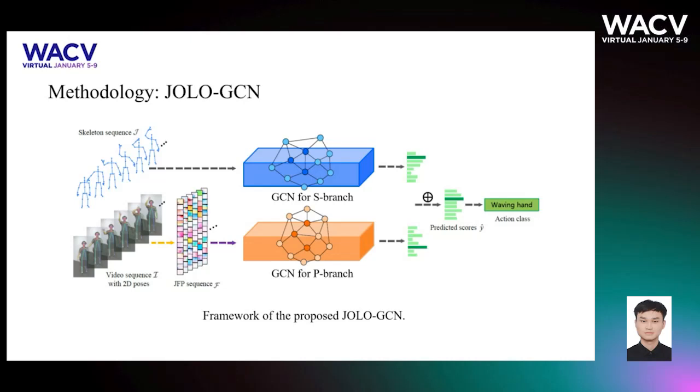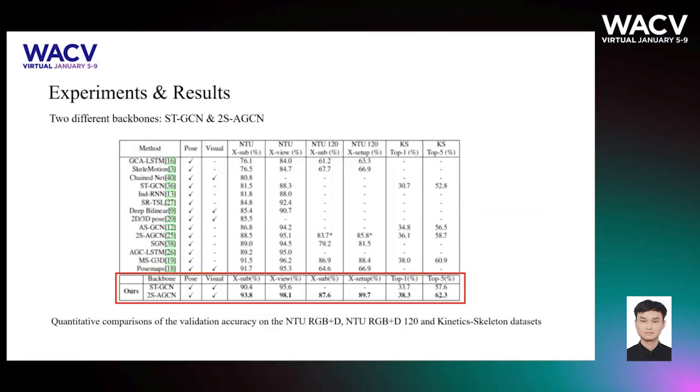It is a two-stream GCN-based network architecture which processes the skeleton sequence and the JFP sequence independently, and we train the two branches independently. The predicted scores from these two branches are merged into the final predicted score for each action class by linear blending. The proposed JOLO-GCN is built and evaluated over two different GCN-based backbones, ST-GCN and 2SA-GCN.